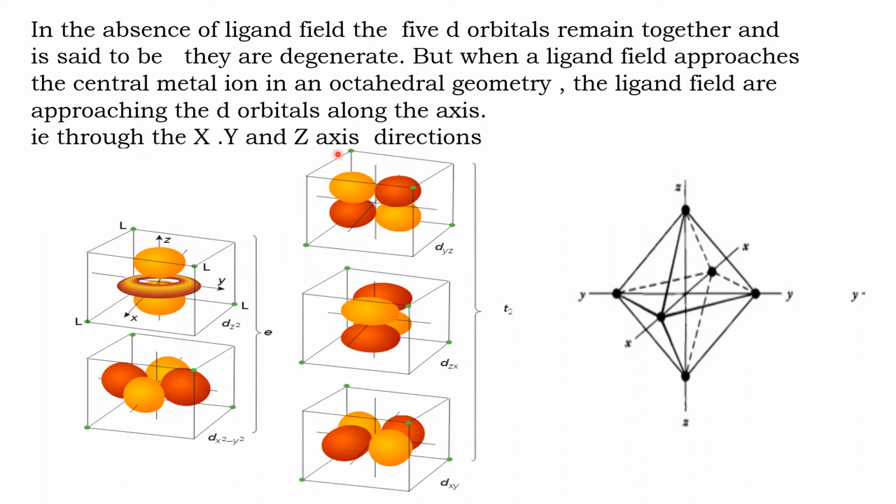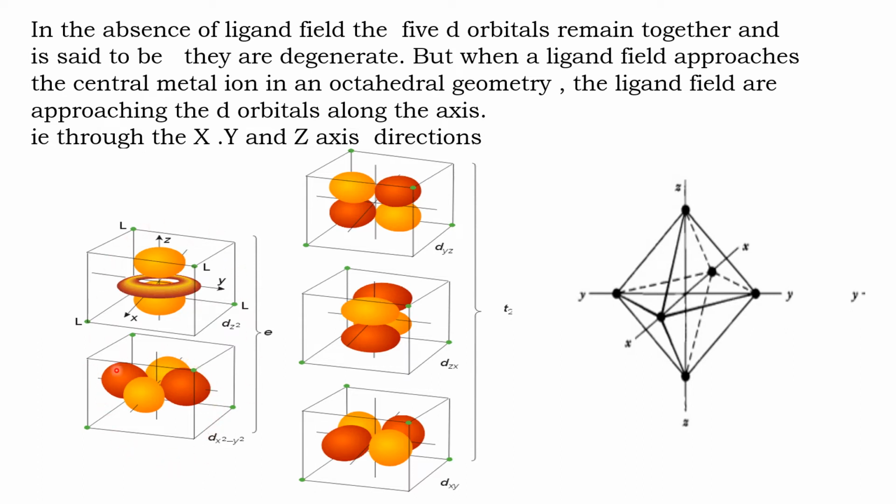So, when the metal ion is present alone, all the d orbitals stay together. And it is called the degenerate state. But when the ligand approaches, repulsion occurs. See, if the ligand is approaching along the axis, interaction occurs. As a result, the electron density of d orbitals undergoes maximum repulsion.